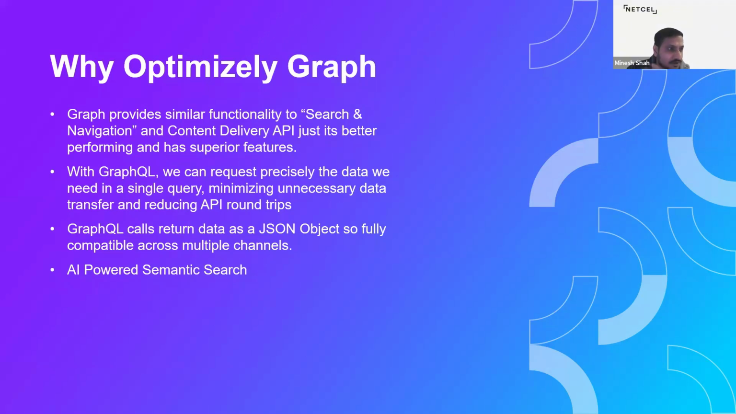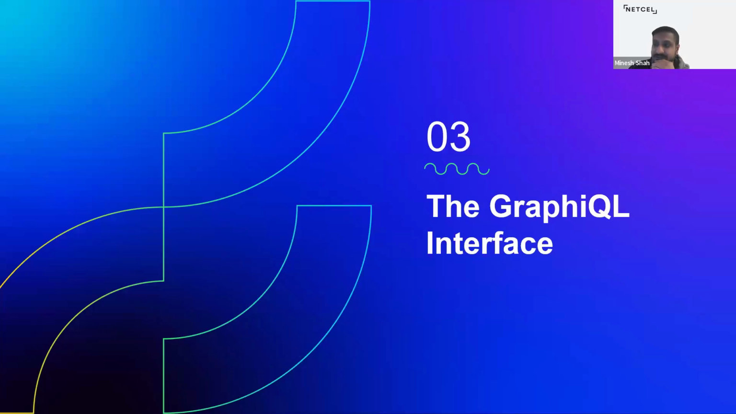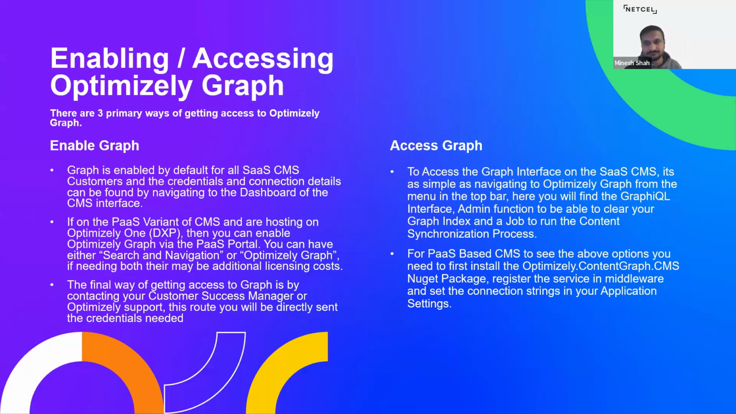So now you've heard of the benefits of Graph, I do want to move on to the graphical interface. But before I do, how do you actually enable Graph? So Graph comes in a single flavor, but across multiple services. Concentrating on the CMS, you've got two flavors of CMS. You've got your SaaS-based CMS as well as PaaS-based CMS. If you've got SaaS CMS, Graph is automatically enabled and you can go ahead and use it quite easily. To actually get your credentials, it's all on the dashboard. You just navigate to the dashboard and you will see it there.